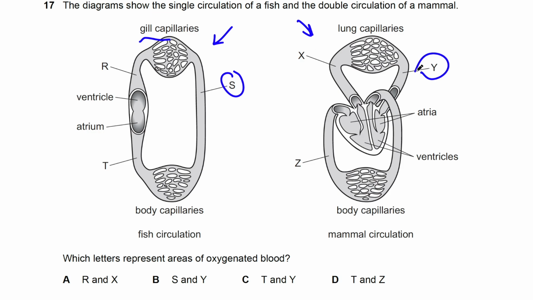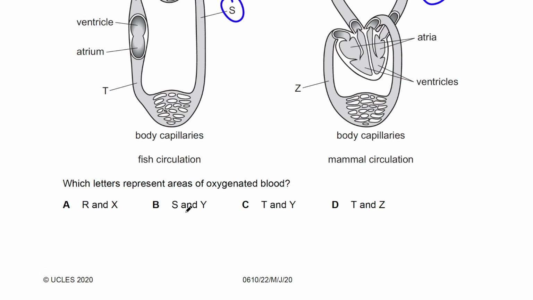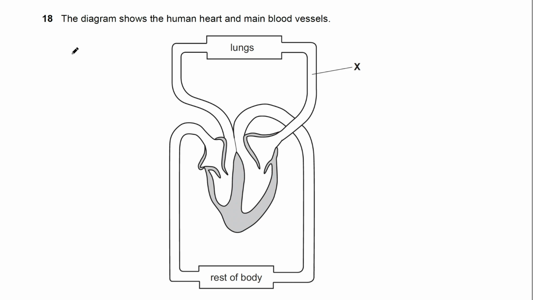Let's see if we have these options. Go down, which letters represent areas? S and Y, I think, yeah, this one. So the right answer is B here. Let's do question number 18.